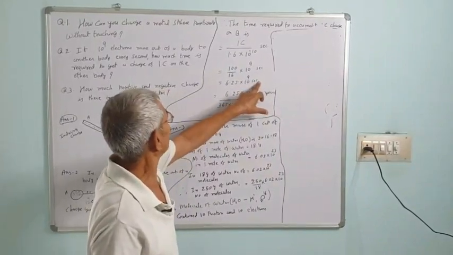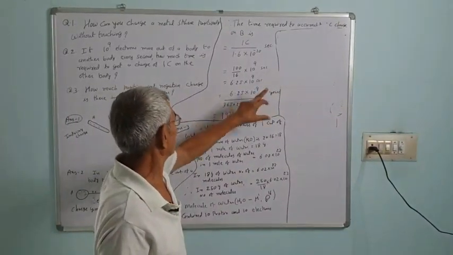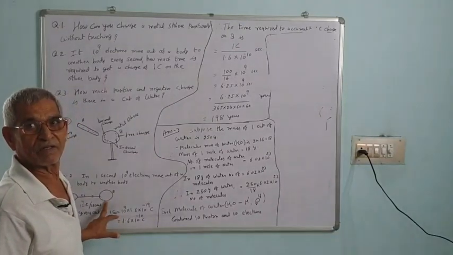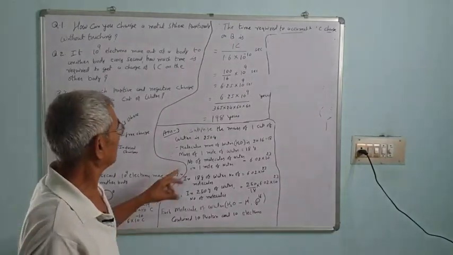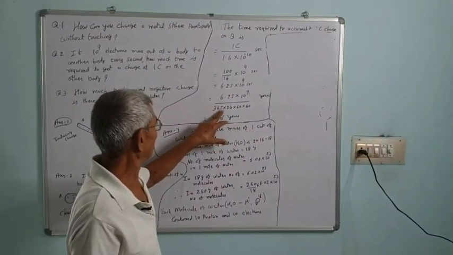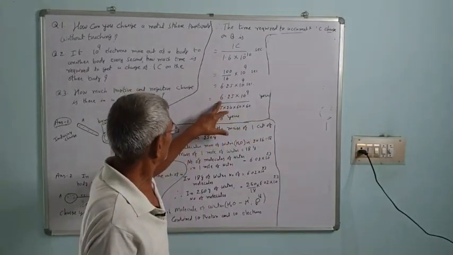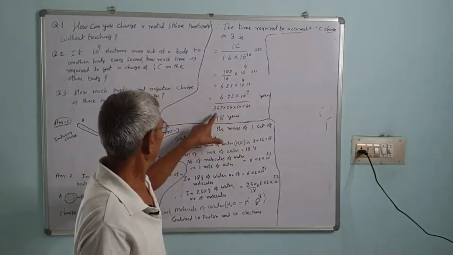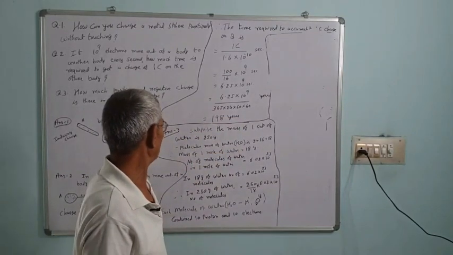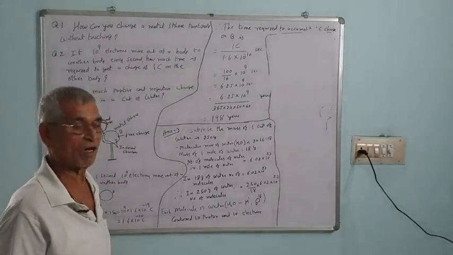This much time is required to accumulate that 1 coulomb charge on body B, in seconds. We can express this in years also. Divide by the seconds in a year. How many seconds in a year? 365 × 24 × 60 × 60. So 6.25 × 10⁹ divided by this number comes out to about 198 years. This is quite a long period, so you can imagine how large 1 coulomb charge is.